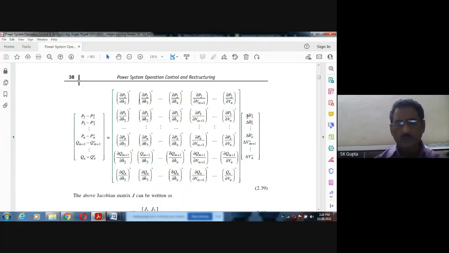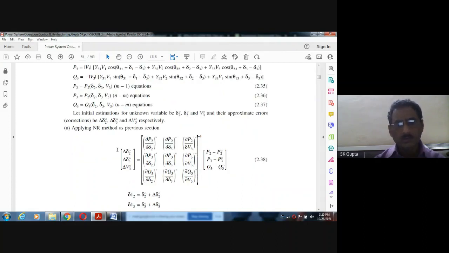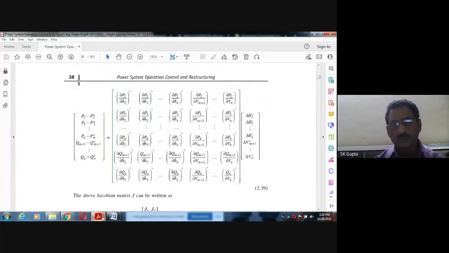So this can be obtained by multiplying the Jacobian inverse into this. And what is this? Look at this equation again. This is our P2, the derivative of P2 with respect to all variables, the derivative of P3 with respect to all variables, the derivative of Q3 with respect to all variables. Similarly here, it will be the partial derivative of P2 with respect to all variables.